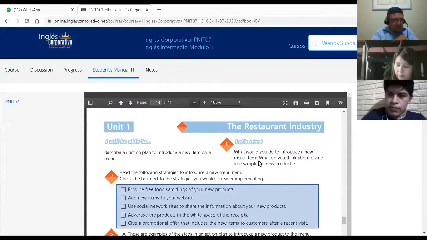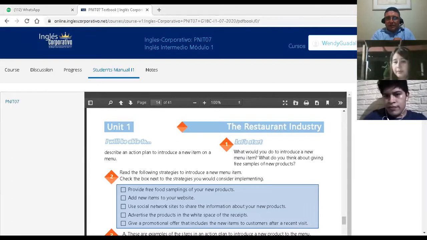We can give to the customers a little VIP card. What do you think? What is your opinion, Christian? Le comentaba a Wendy, tenemos una cuenta for community manager. Okay, so you mean like the first question? Yes. The first question. A new menu item. How would you introduce a new menu item, Christian? What would be your technique, your strategy?